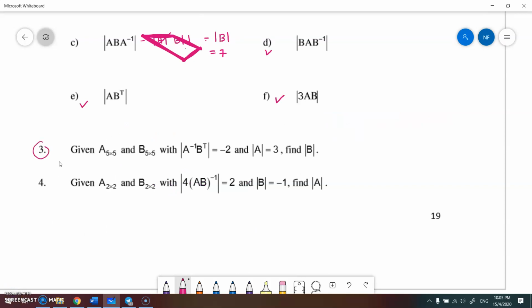We are given A and B, with determinant A versus B transpose. So this is 1 over determinant A. Determinant of B transpose is equal to the determinant of B. So this one is equal to negative 2. We have determinant A is equal to 3, so 1 over 3, and determinant B is equal to negative 2. So the answer is negative 6. Okay, try to solve for question number 4.